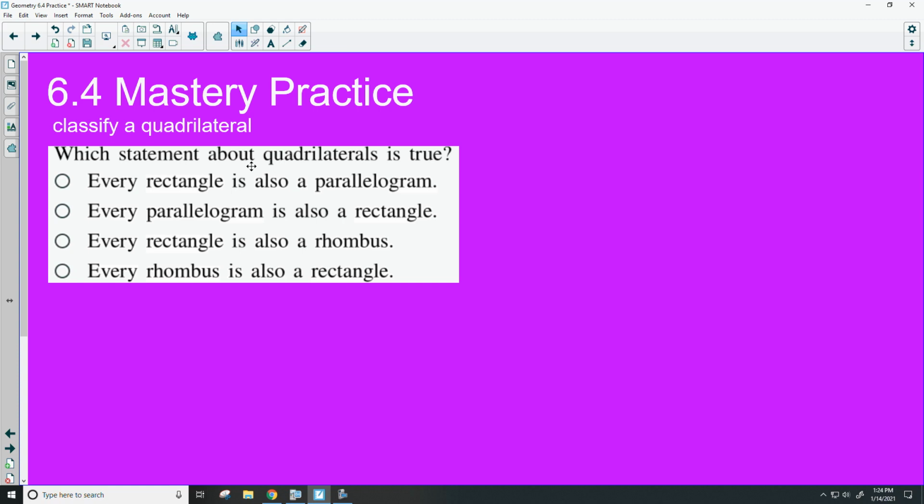Which statement about quadrilaterals is true? So I should have some falses, and I should have a true. Is every rectangle a parallelogram? Yes, that is true. And here's why. I want you to think about this hierarchy. This will help.